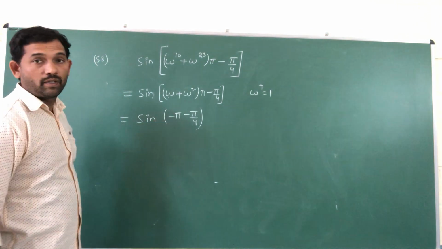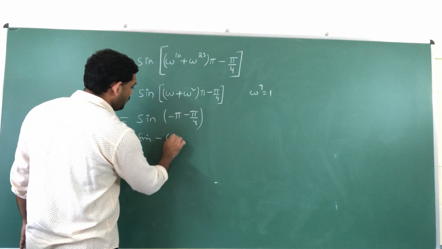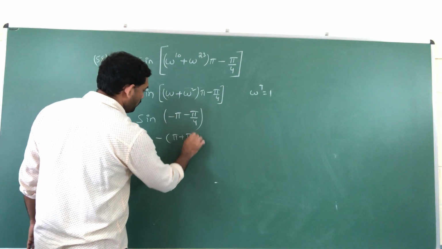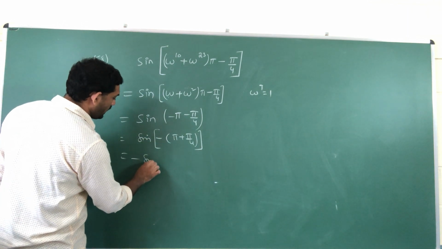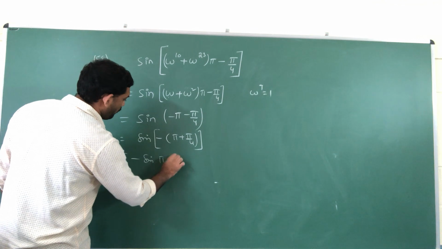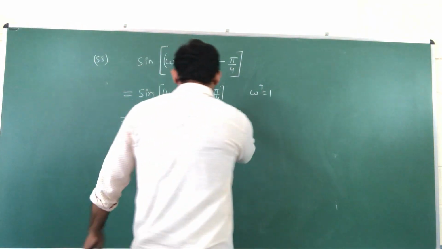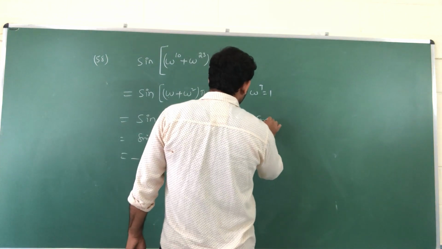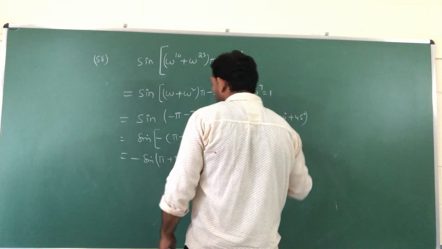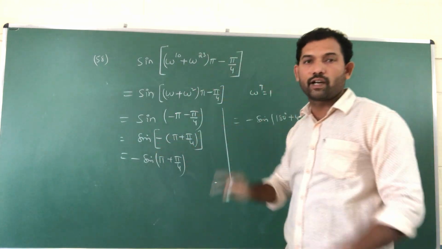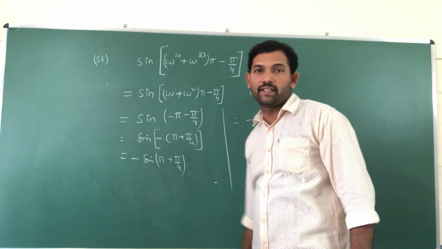So minus is common. What happens? Sine of minus pi plus pi by 4. So sine of minus theta is minus sine theta. Pi plus means 180 plus 45, so minus sine of 180 plus 45 degrees. If there is a minus inside sine, it comes outside. Sine of minus theta value is minus sine theta.